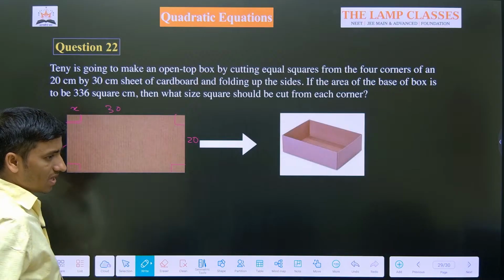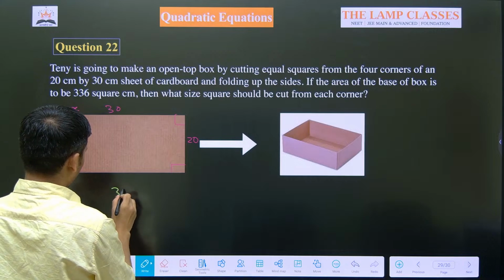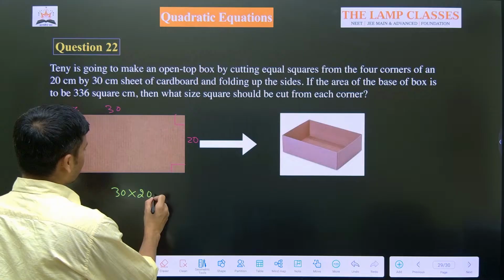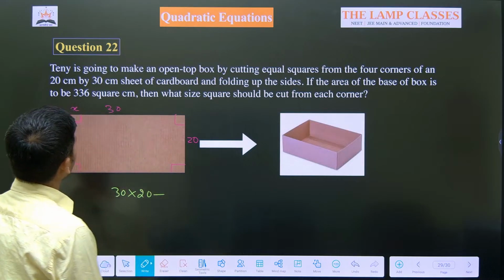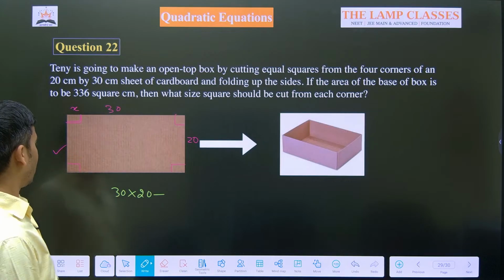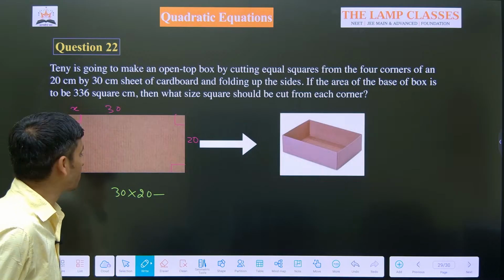So can we frame the equation now? What is the area of the whole sheet? It is 30 into 20, right? Minus the area of the base of the box, right? So what will be the base of the box if we do that?